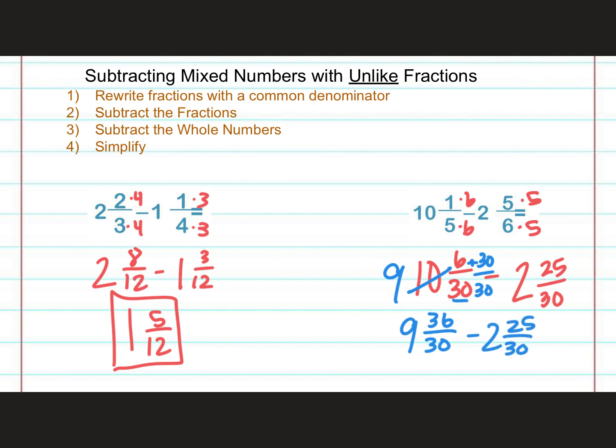So I'm just rewriting the fraction, regrouping so that now I have enough to subtract with. So now I can subtract. And 36 minus 25 is 11/30. And then subtract the whole numbers. 9 minus 2 is 7. And that's in simplest form.